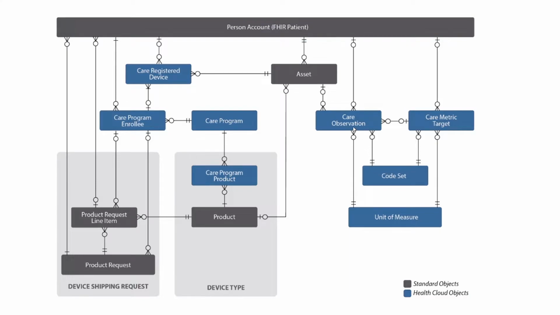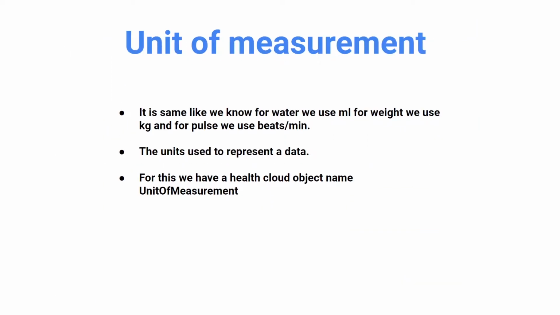It connects with the care observation and care metric target. We don't need to define that we are measuring the weight multiple times. We create a code, and on that code it's already mentioned that we are measuring the weight. So it's a specific code set for the weight. Next thing is unit of measurement.